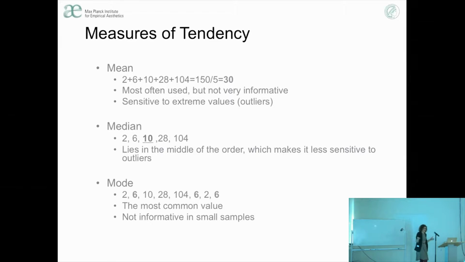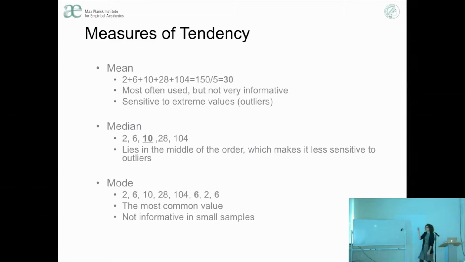This one is the most often used, but it's not very informative on its own. Also, it's very sensitive to extreme values. So for example, in this data set, let's say these are ages of people in your sample. So you can see here that overall, the people in your sample are quite young. However, this one person of 104 years old is skewing your whole data set into one direction. So that's what I mean when I say it's sensitive to extreme values.